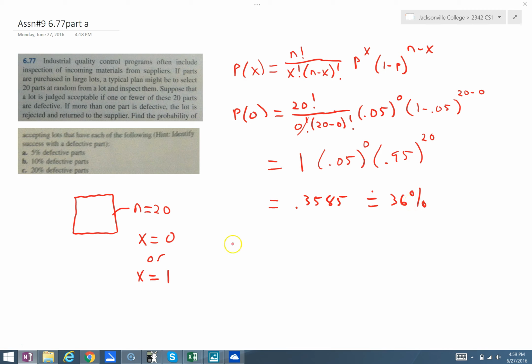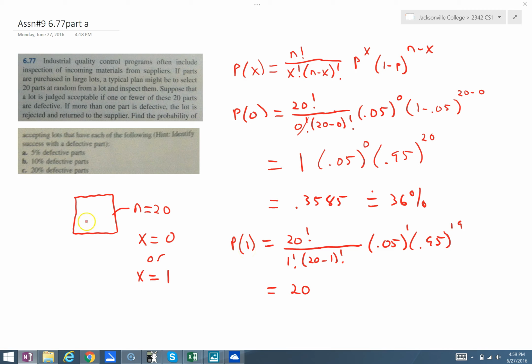Well, now we need the probability that we have one success. Using the same formula, it's going to be 20 factorial divided by 1 factorial, 20 minus 1 factorial, times, again, we have 0.05, that's our defective parts. This time we have one of them, times 0.95 to our successes, 19. Notice that these two numbers will always add up to our total. 1 and 19 is 20. 0 and 20 is 20. Well, in this case, this will all simplify to 20. That is, there's 20 different ways to get one defective part.